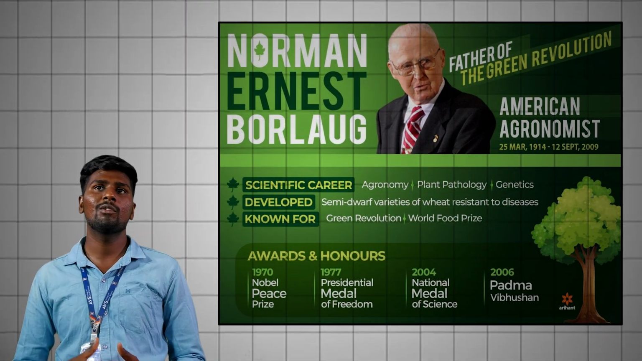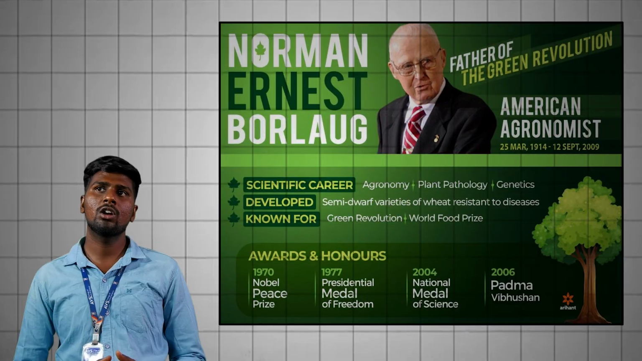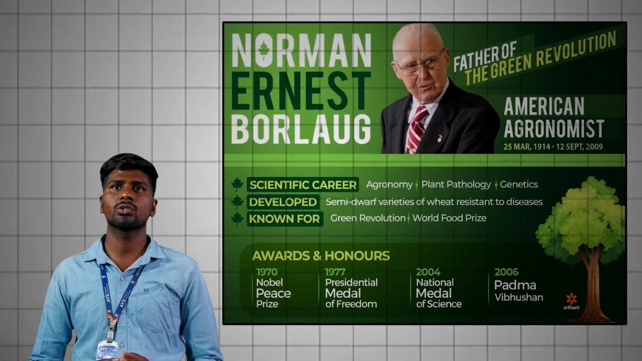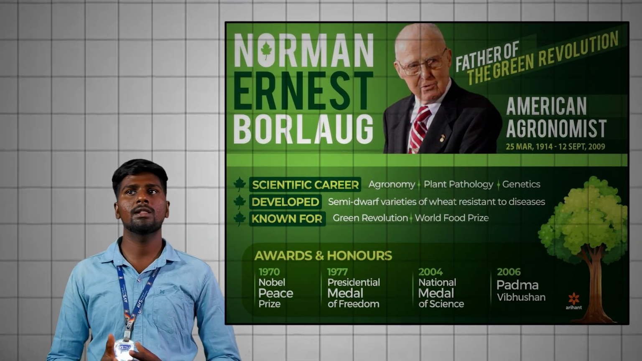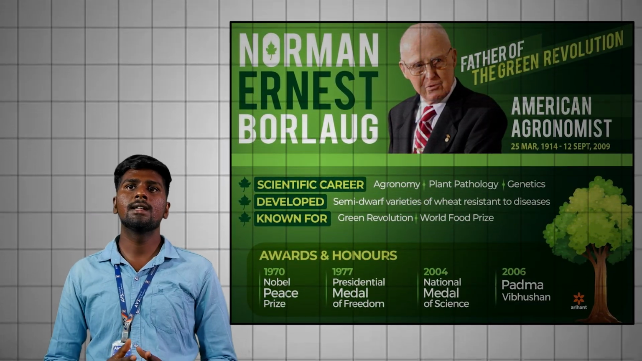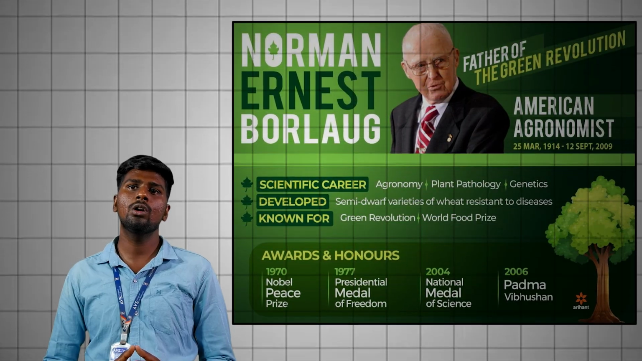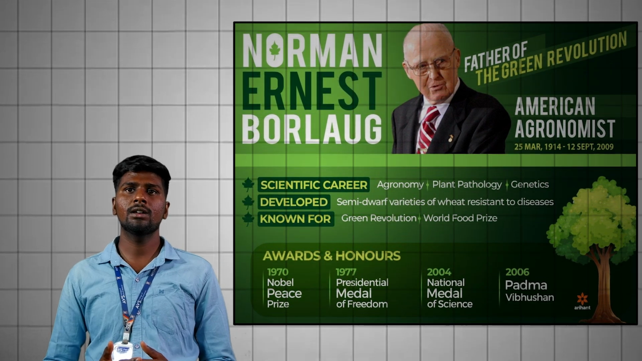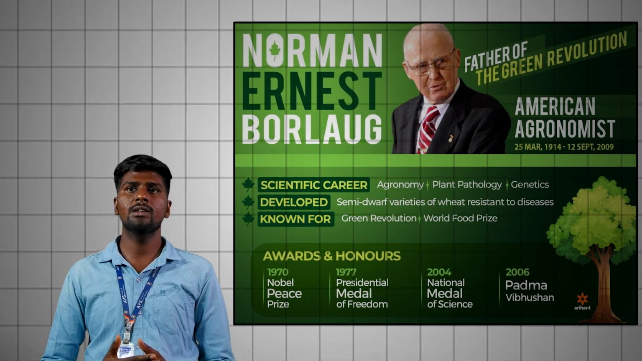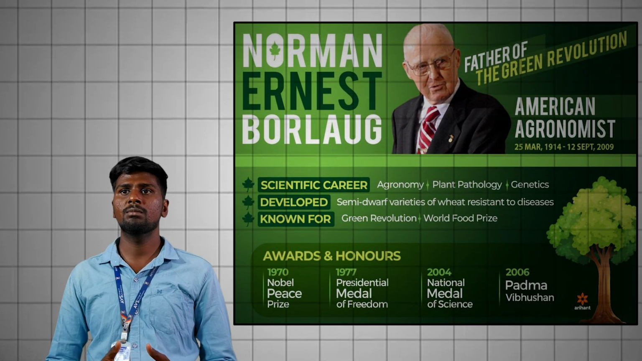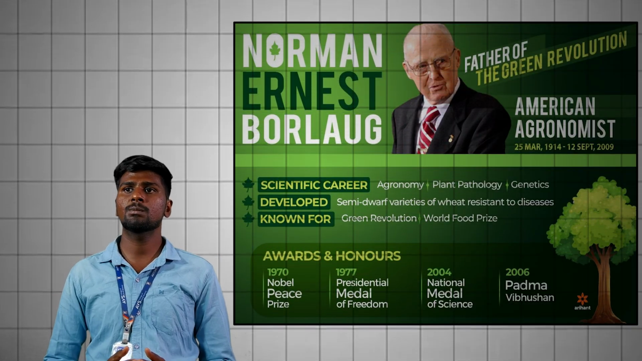Next, Norman Ernest Borlaug, the father of the green revolution in the world. He is an American agronomist, from 25 March 1914 to 12 September 2009. His scientific career was in agronomy, plant pathology, and genetics. He developed semi-dwarf varieties of wheat resistant to diseases and is known for the green revolution and the World Food Prize. He received many awards and honors: the 1970 Nobel Peace Prize, 1977 Presidential Medal of Freedom, 2004 National Medal of Science, and 2006 Padma Vibhushan.